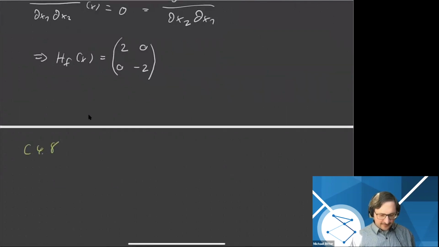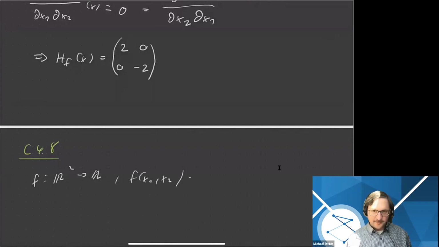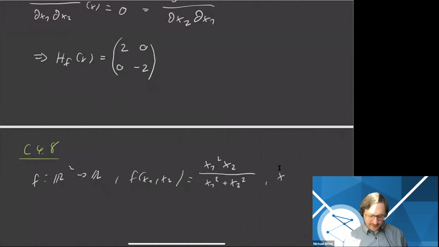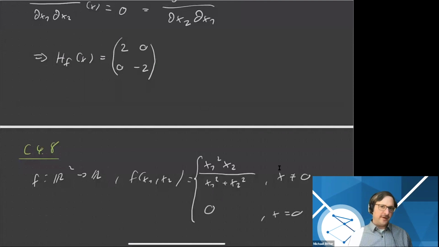Okay, C4.8. So here we have again a function f defined on R2, defined as f(x1, x2) equals x1 squared x2 divided by x1 squared plus x2 squared. And of course, this is only defined if x is not the origin. And to define that function on R2, we need to add a definition for the origin. We just say the function is 0 there.